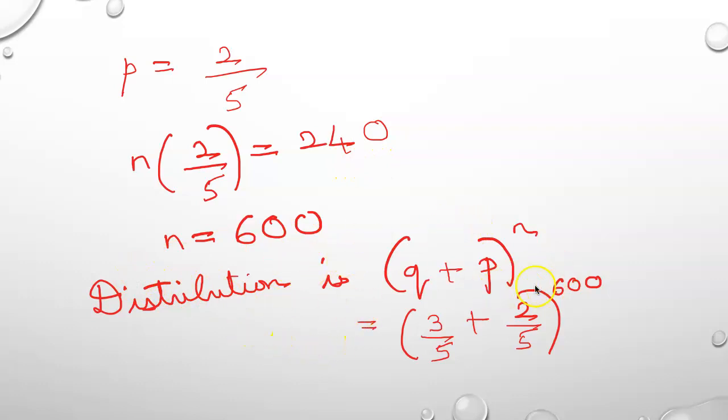So your distribution is q plus p whole raised to n. That is 3 by 5 plus 2 by 5 whole raised to 600.